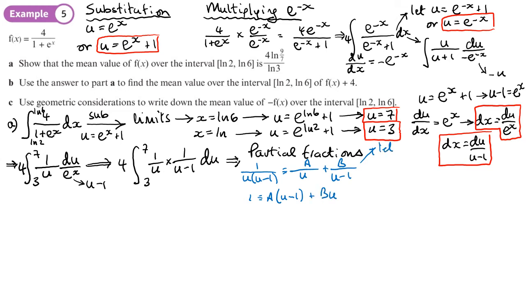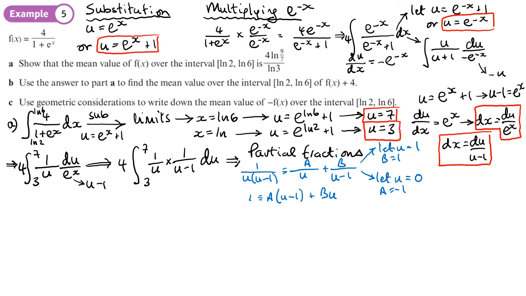So yeah, let u equal to 1, okay, which will make this disappear. So that means basically b equals 1. B equals 1. And then if we let u equal to, well, it's going to have to be 0 to get this to disappear. So that means 1 equals negative a. So a equals negative 1.